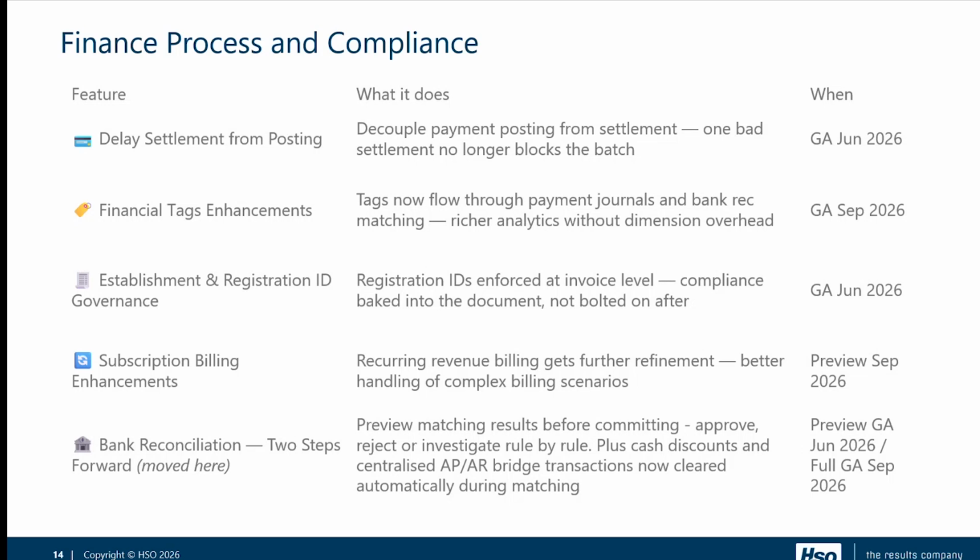Establishment of registration ID governance, cards on the table. This is not my area, so I had to talk to a colleague about this one. It's quite specific, but relevant if you operate across multiple states or in countries with e-invoicing mandates, I am told. So the short version is some jurisdictions require invoices to show which branch a transaction came from, not just the company. So D365 now handles that automatically. So that's GA June 2026.